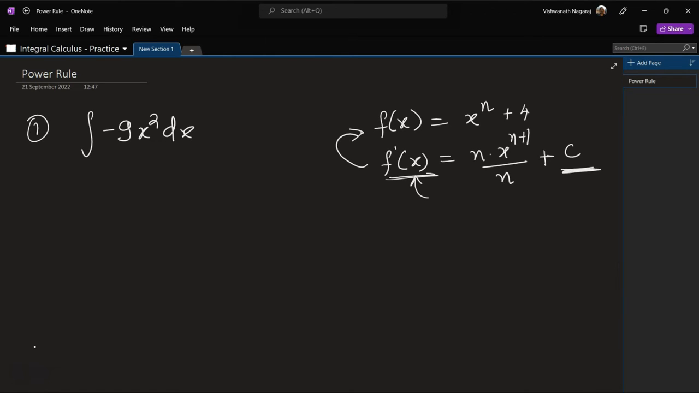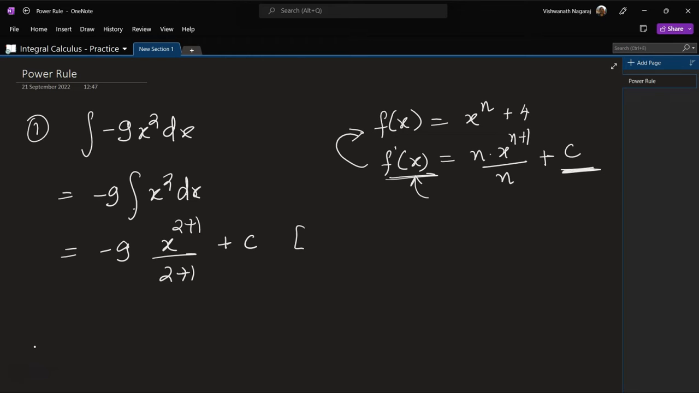Okay, so keeping this in mind, let's see what we can do. Minus 9, we can take it out. So integral of x square dx, which is equal to minus 9. Now to integrate it, what do we do? x to the power of 2 plus 1 by 2 plus 1. Yes, plus c. We should not forget that. This is called the constant of integration, the c part.